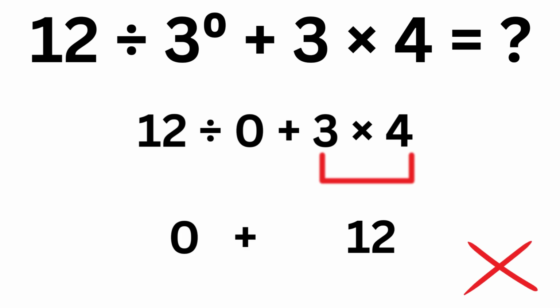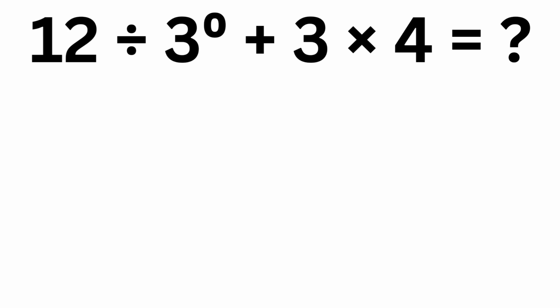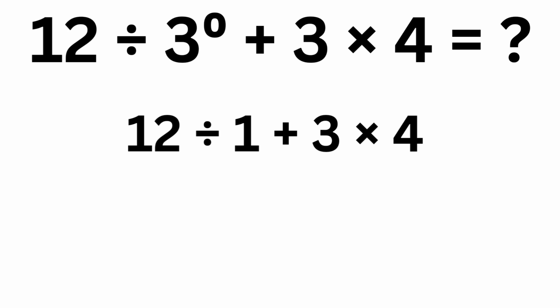Let's break it down step by step. Step 1. Remember, power 0 of any number is always equal to 1. So 3 to the power of 0 makes 1. Now the expression becomes 12 divided by 1 plus 3 times 4.